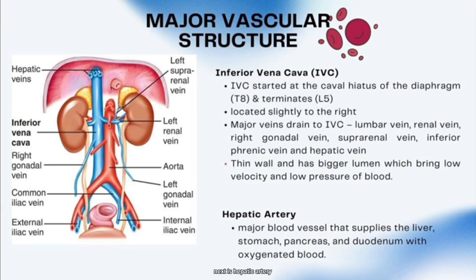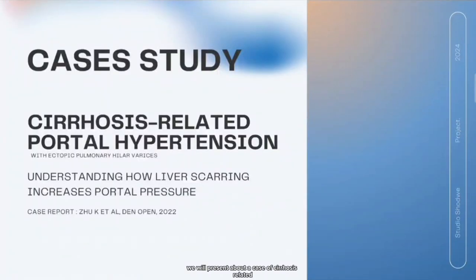Next is the hepatic artery, which is the major blood vessel that supplies the liver, stomach, pancreas and duodenum with oxygenated blood. So now we will present a case of cirrhosis-related portal hypertension with ectopic pulmonary hilar varices.